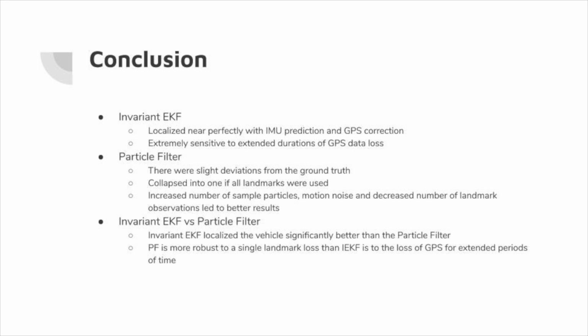Based on our results, we can conclude that the invariant EKF performed near perfectly. However, the filter is extremely sensitive to GPS data loss and performs poorly if GPS data is unavailable for extended periods of time. In comparison, the particle filter had slight deviations from the ground truth and was sensitive to detecting too many landmarks. Increasing the number of sample particles or motion noise while decreasing the number of landmark observations led to better results. In summary, the invariant EKF performed significantly better than the particle filter, however, it also proved to be more sensitive to a single point failure.